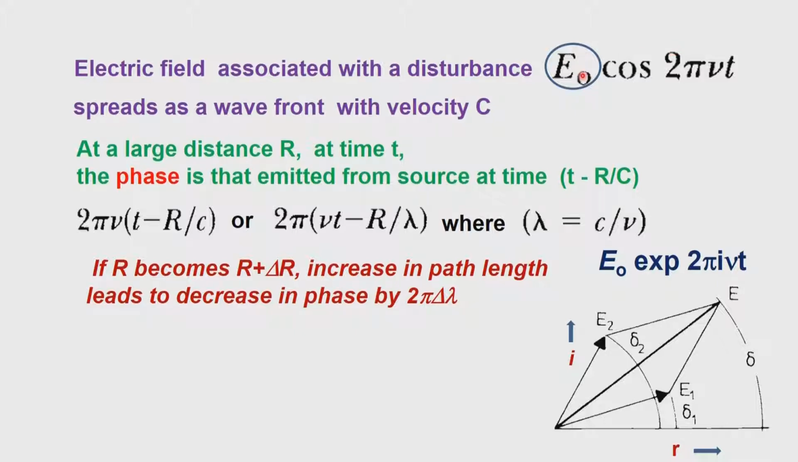And this electric field spreads as a wave front, and that wave front goes with the velocity of light. c is the velocity of light, because X-rays are photons and they are essentially light. So, these photons will move with the velocity of light.